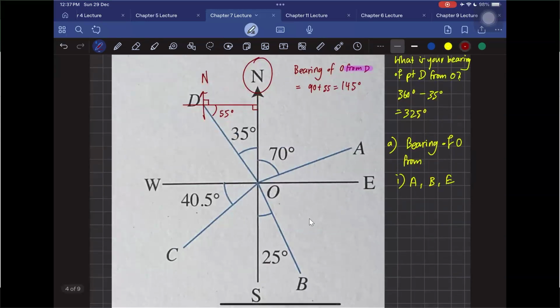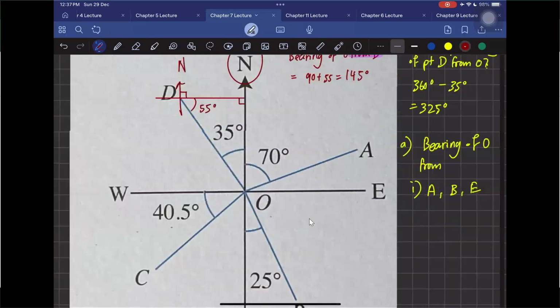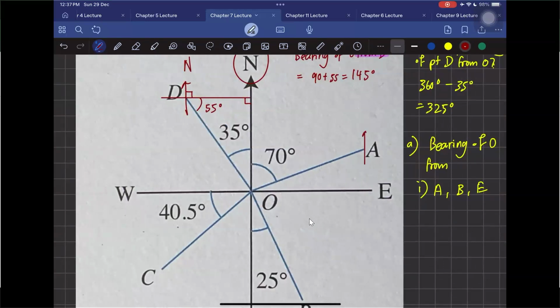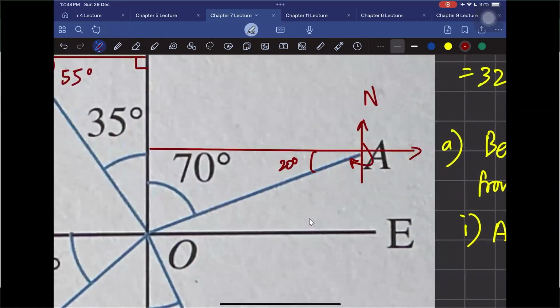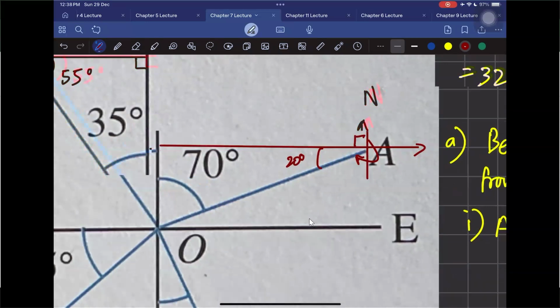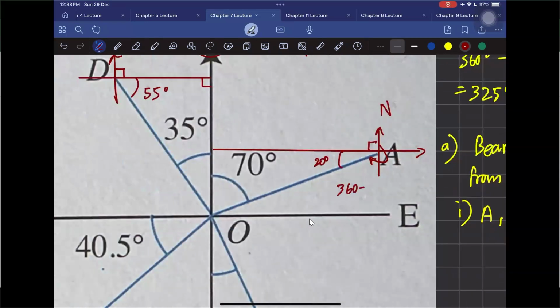So if I ask for the bearing of O from point A, then again just draw your north pole here. So it's basically this whole angle. And how are you going to find that? If you extend this, you can find out this angle, which will be 20 degrees. And then this is 90 degrees. So it's just 360 minus 20 minus 90. You should get 250 degrees.